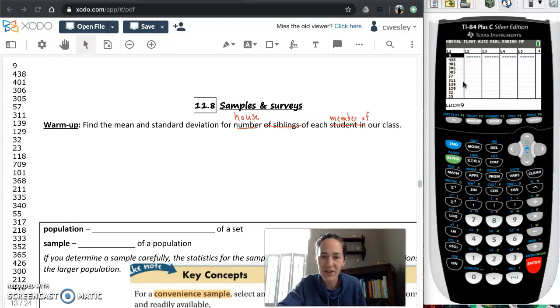While you're getting your calculator ready, here's your joke. Why did Cinderella make a really bad soccer player? Guys, she ran away from the ball. She kept running away from the ball, and that's why. Go ahead and pause, enter the numbers in, then join me back in here.